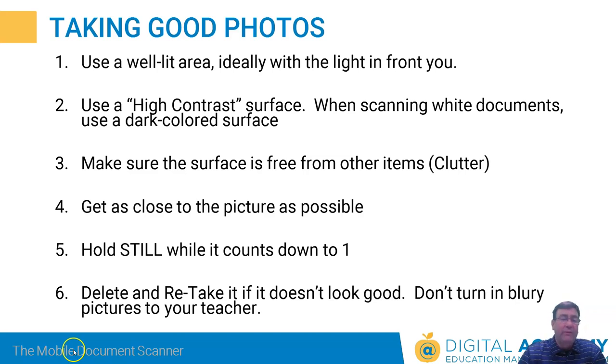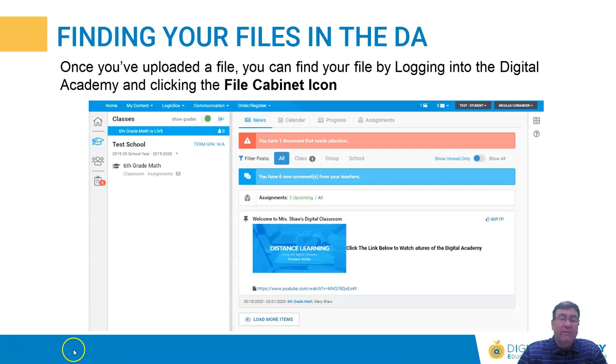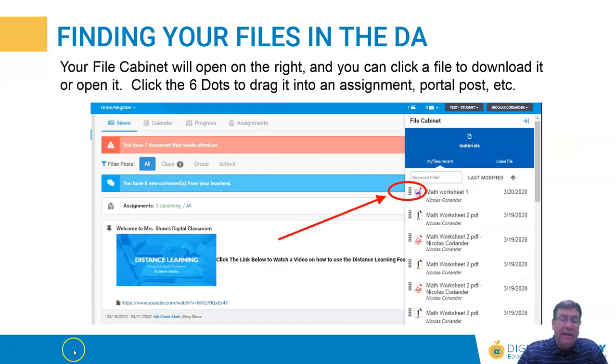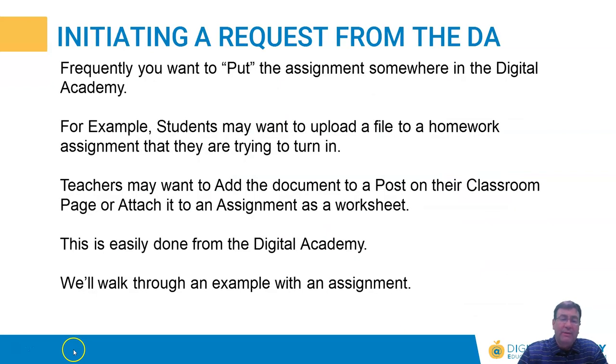All right, once you've taken your photo, you can find it in the Digital Academy. So if you go to the desktop site and log in, your photos will be in your file cabinet. Click the picture of the file cabinet, which is on most pages, and the file cabinet will open up. Your document is there. You can click the 6 dots to drag your document into the area you're trying to use it, or you can click the document itself and you'll have options to download it and possibly to edit it.